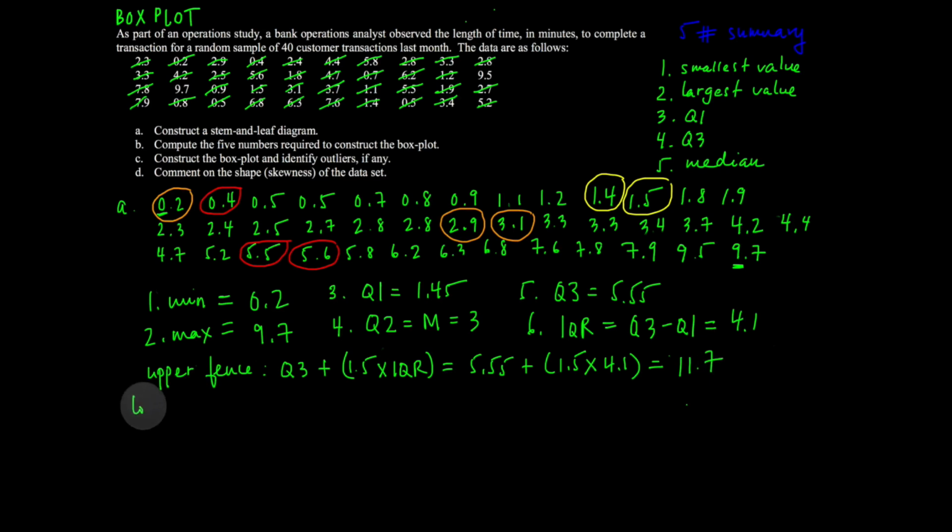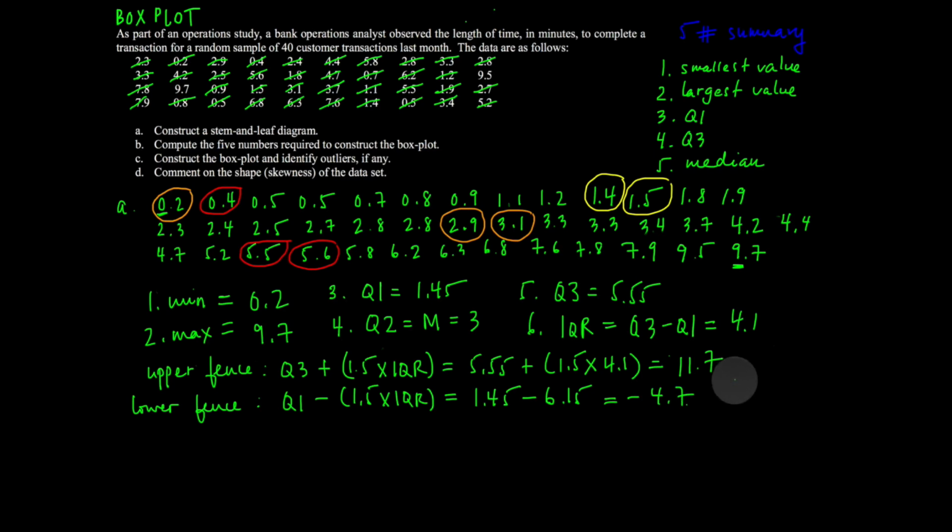Now let's do the same thing for the lower fence. So it's going to be the fence on the left-hand side. So the closest quartile is Q1. And since we're moving further towards the left from Q1, we're going to subtract the same thing, which is 1.5 times the IQR. So this is going to give us a total of 1.45 minus 6.15, which is 1.5 times the IQR. And this is going to give us a total of negative 4.7.